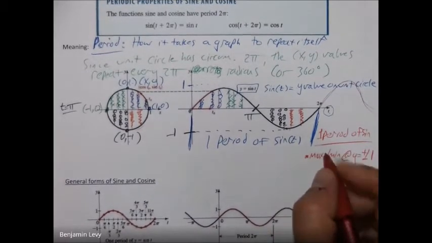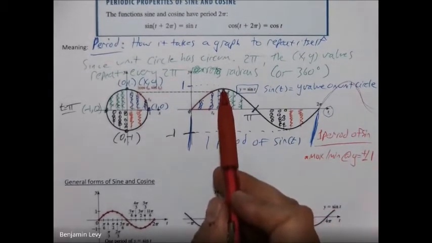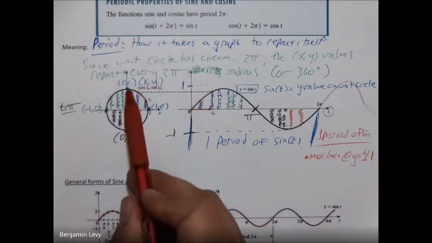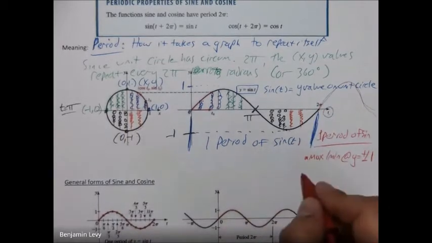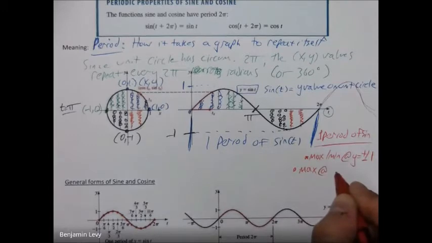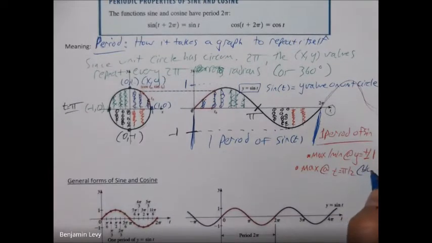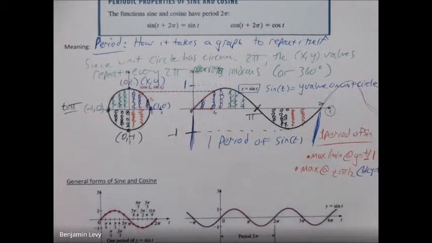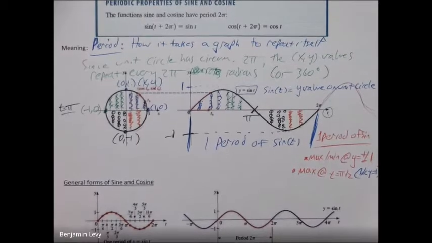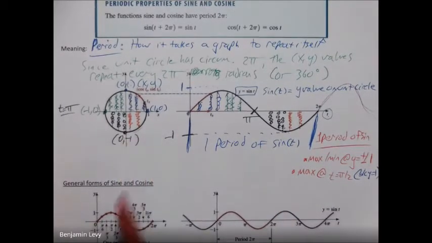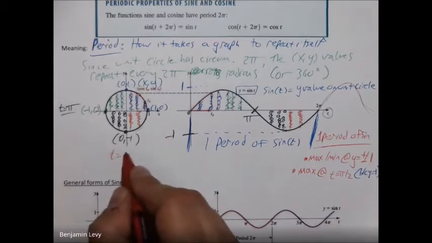To dissect it further, the max, the biggest, happened right here. That point is right here on the unit circle. That happens when t is pi over 2. More specifically, the max occurred at t equals pi over 2 because y equals 1 there. And the min happened right here. That's down at the bottom of the unit circle, at the point t equals 3 pi over 2.